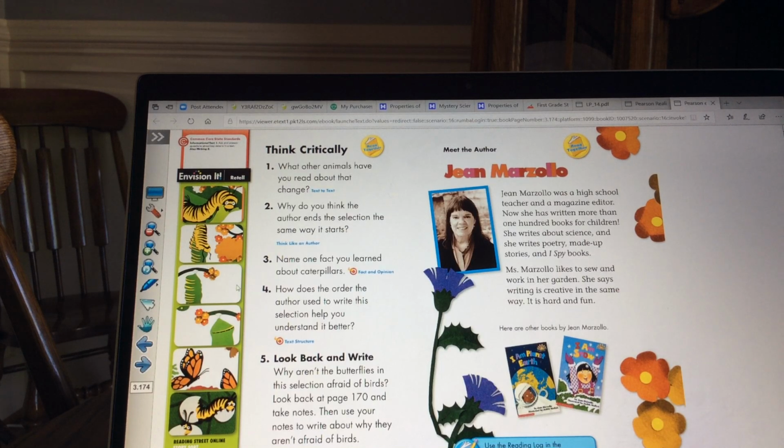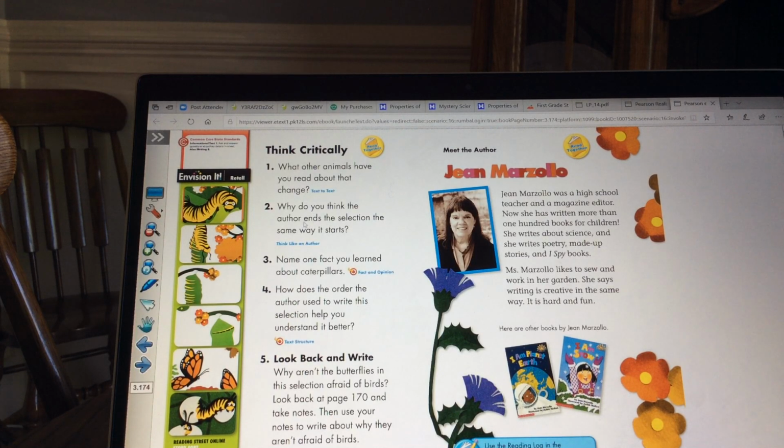Okay, here are some questions. I'm going to read you the questions, and I want you to practice answering the questions orally. That means like sharing your answer with someone else, saying your answer out loud. What other animals have you read about that change? Think about that. What other animals have you read about? It could be in our classroom, at your house, at the library, on Epic, anywhere. But what animals have you read about that change?